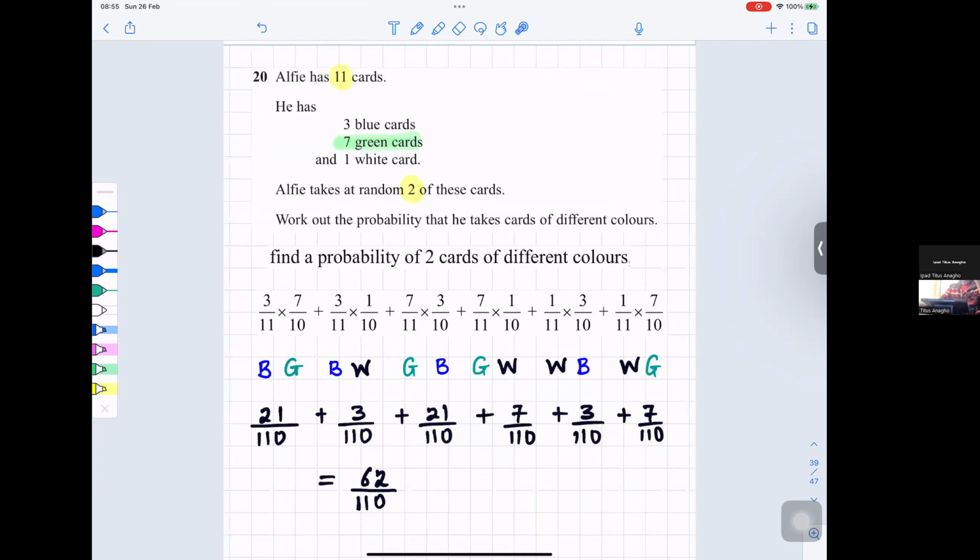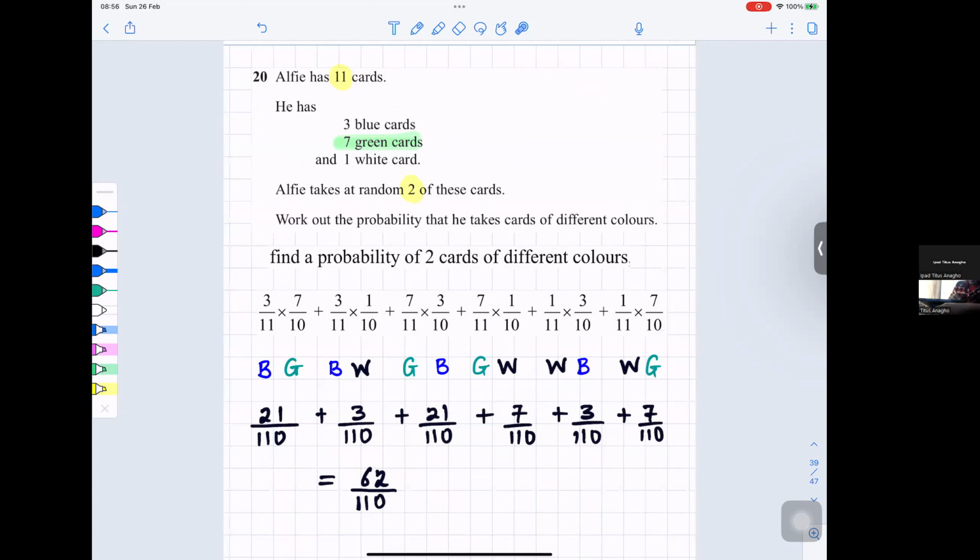Question number 20. Alfie has 11 cards. He has 3 blue cards, 7 green, and 1 white. Alfie takes at random 2 of these cards. Work out the probability that he takes cards of different colors. Find the probability of 2 cards of different colors.